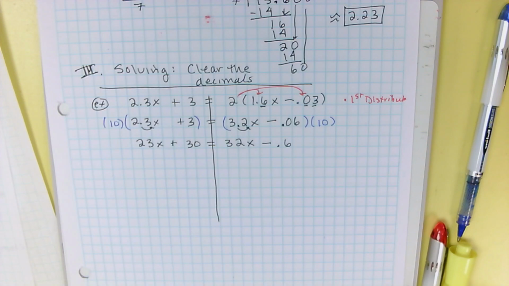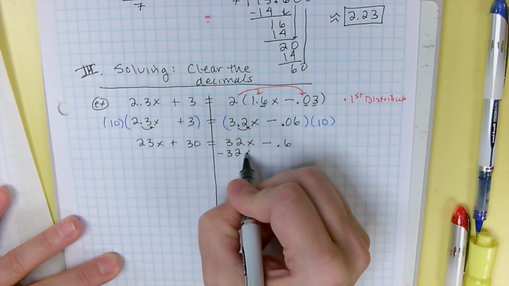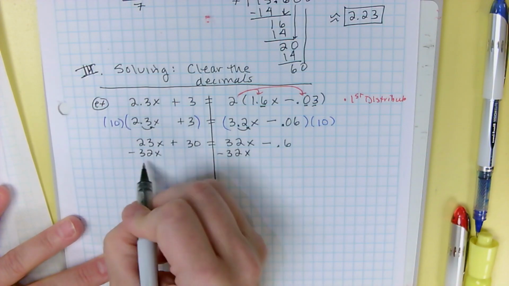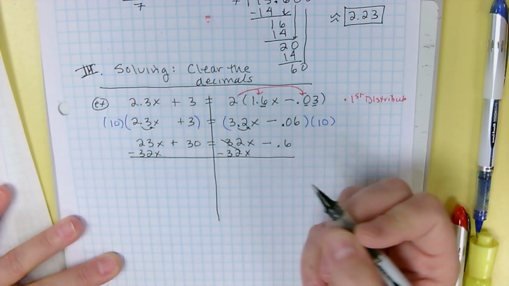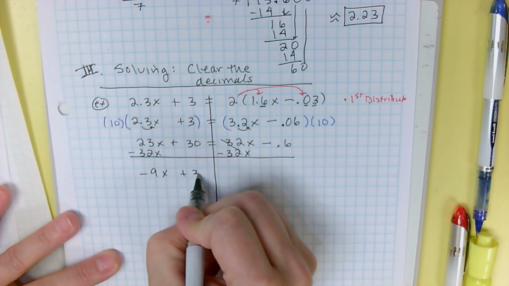Now, you can get rid of the 0.6, but if you multiply by 10s again, you're going to get super large numbers. So you get to choose if you're ready to multiply again by 10 or just go with it. I'm just going to go with it. So I'm going to subtract 32x over to the left. 23 minus 32 is negative 9x.